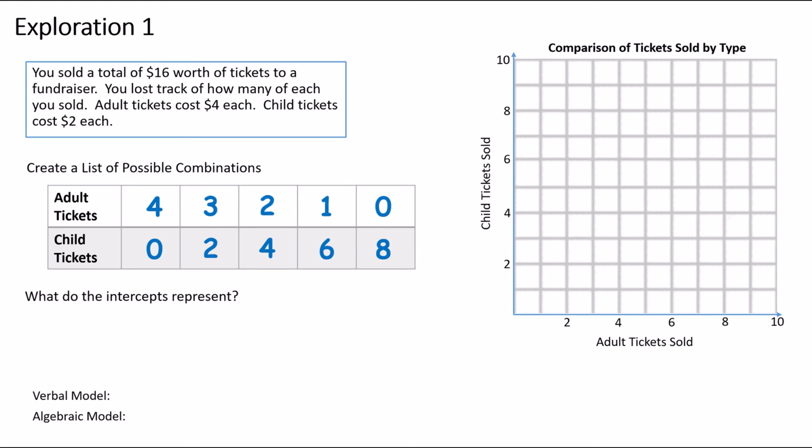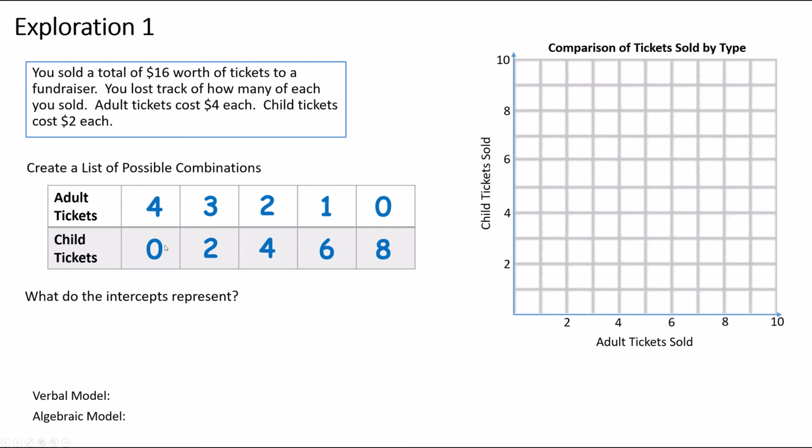Now, here's what I'm going to do. I'm going to take each of these pairs of values. Remember, pairs of values can be thought of as coordinates. And I'm going to graph them over here on the right in this coordinate plane. Notice that my coordinate plane only has positive values along the x-axis or horizontal axis because I couldn't sell negative tickets. Same thing for my y-axis. Notice I only go up from 0 because I can sell numbers of children's tickets, but I can't sell negative children's tickets.